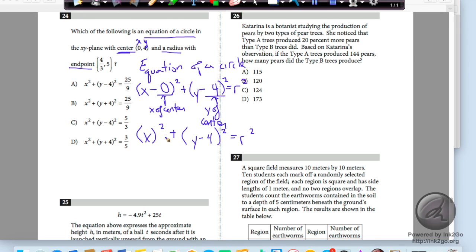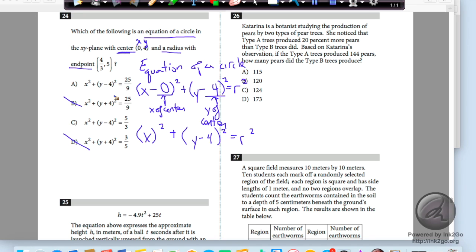Now I care about this because I can immediately glance over and try and get a good idea of what are a few possible answer choices. I see that here I have x squared, x squared, x squared. Okay, so everything a through d does contain x squared. But here I have y minus 4, and some of these have y plus 4. So I'm going to eliminate b, and I'm going to eliminate d.